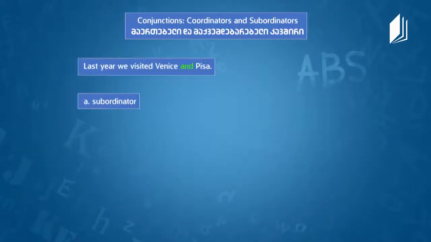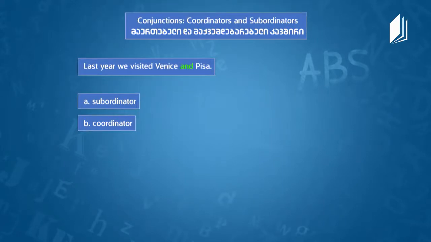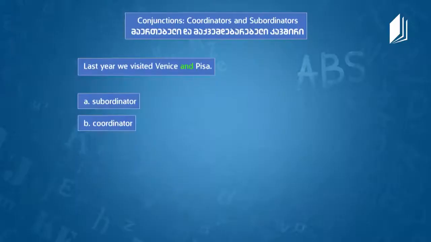Now I think that we have finished with the theoretical part and we have to practice. We will read the sentences with the conjunctions, and we have to decide whether they are subordinators or coordinators. Okay. The first sentence is on the screen. Last year we visited Venice and Pisa. So, as Venice and Pisa are the elements of equal syntactic status, I think that it should be a coordinator. And you are right.